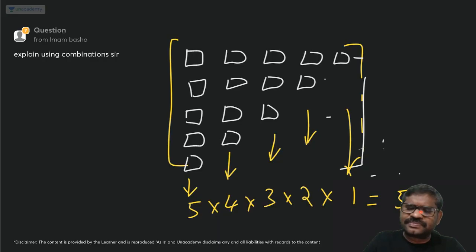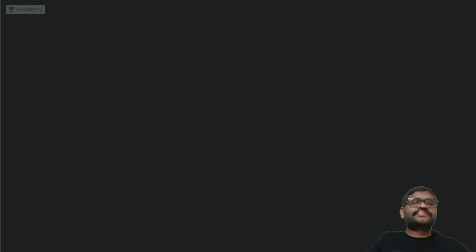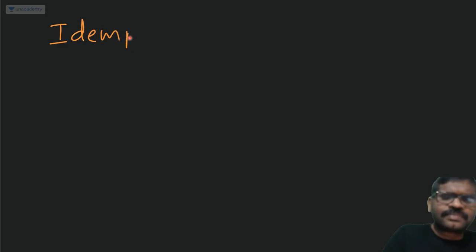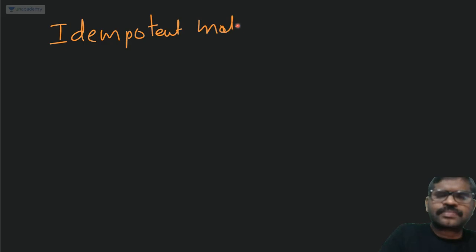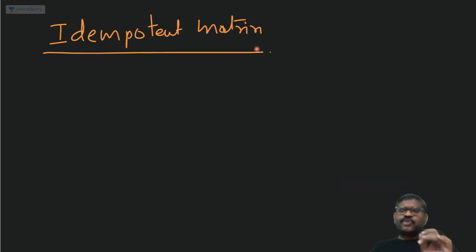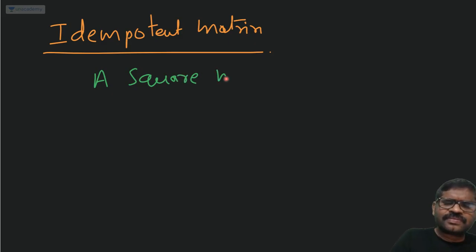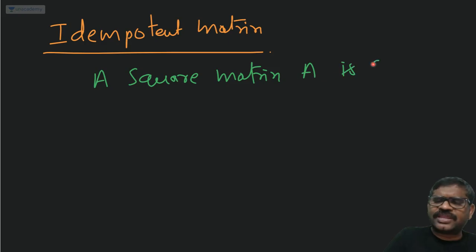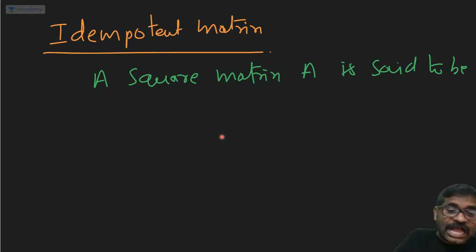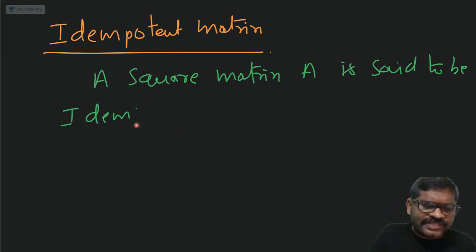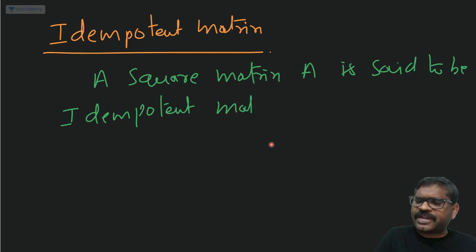Observe. Idempotent matrix. When we say a matrix is idempotent matrix, a square matrix A is said to be idempotent matrix.